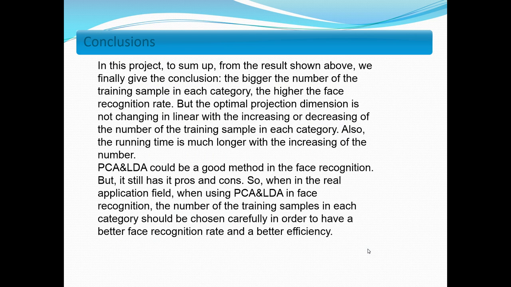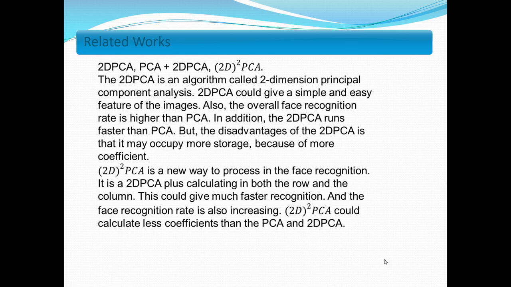Here are the conclusions. In this project, to sum up, from the results shown above, we finally gave the conclusion. The bigger the number of training samples in each category, the higher the face recognition rate. But the optimal projection dimension does not change linearly with the increase or decrease of the number of training samples in each category. And also, the running time becomes much longer as the number increases. PCA and LDA could be a good method in face recognition, but it still has its pros and cons. So, in real application fields, when using PCA and LDA in face recognition, the number of training samples in each category should be chosen carefully in order to have a better face recognition rate and a better efficiency. Here are some related works which have been discussed in the project report.